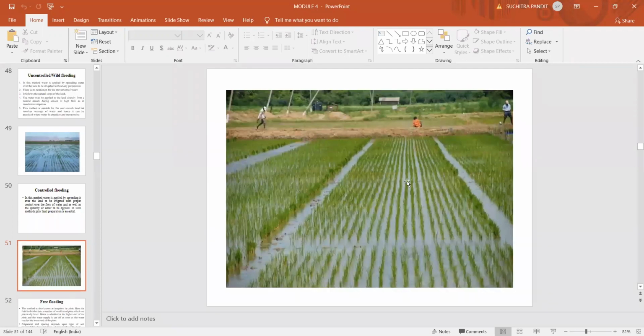Now you can see here, this is the control method of flooding. So water is supplied to the plot by control method. So you have the control over the application of water to the crops.